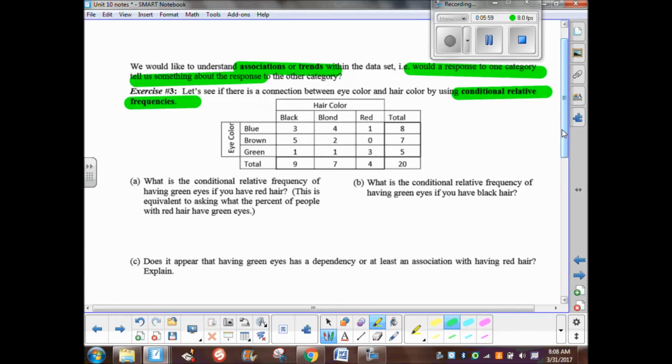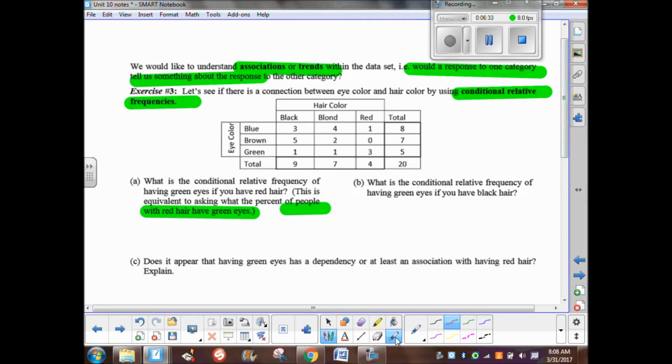And the first question says, what is the conditional relative frequency of having green eyes if you have red hair? Now, before you answer that, look what's inside the parentheses. It says this is equivalent to asking what the percent of people with red hair have green eyes. What is that? Bill? 25%.